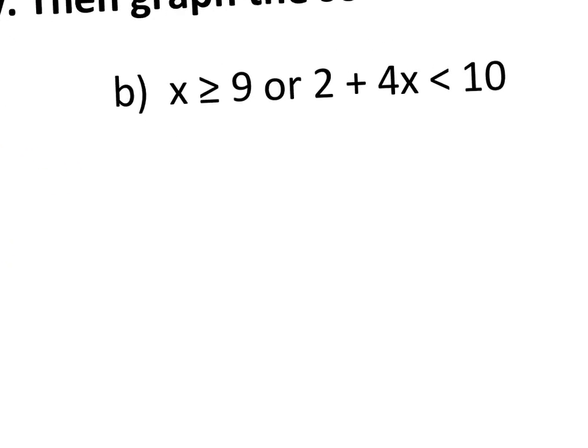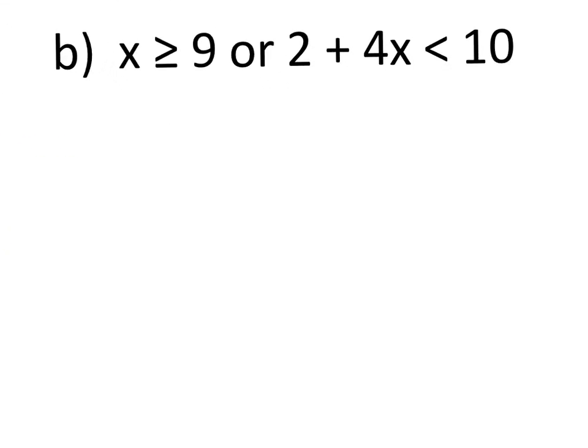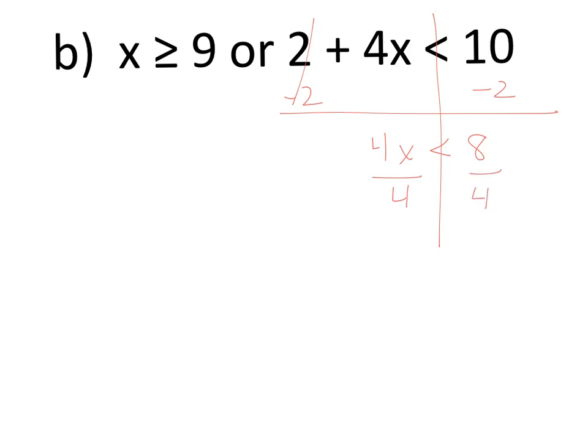All right, let's try another one here. Let's go to B. On B, gotta love this first part. It's already solved for us, so we're going to work on solving the second part. We're going to start by subtracting 2 off of both sides. Again, draw a wall if you need to. So we have 4x is less than 8, divide by 4, and x is less than 2.